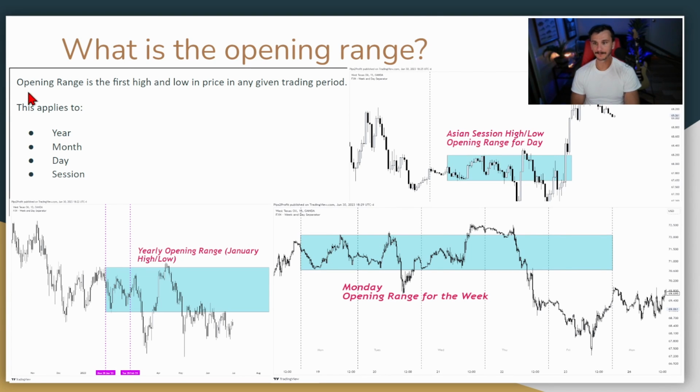To put it simply, the opening range is the first high and low in price in any given trading period. That applies to the year, month, day, or session. Down here, this is a daily chart, and this is the first month in the year. January is marked off, and you can see how price has behaved around it. This is for the week. We have Monday. That is the first day within the week. High and low of Monday creates the opening range for the week. I also have, for the day, the Asian session. That is the first session within the day, and that will create the opening range for the day.